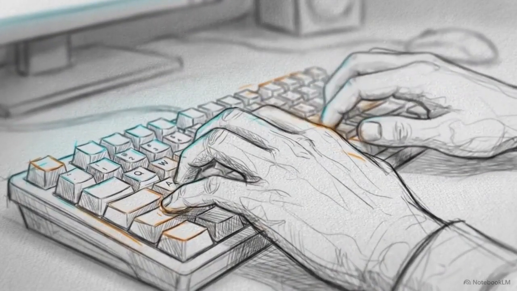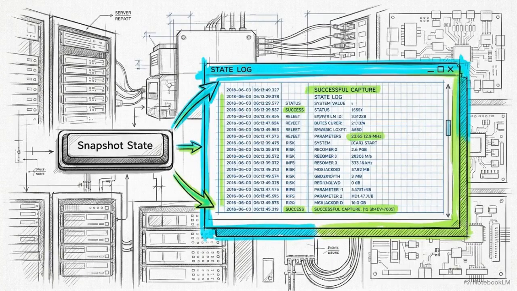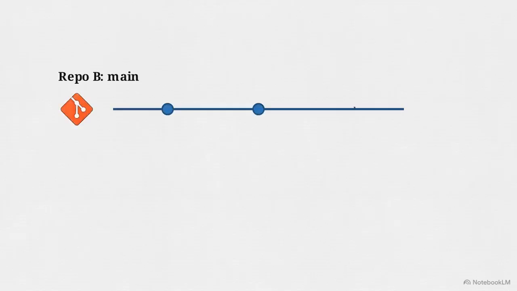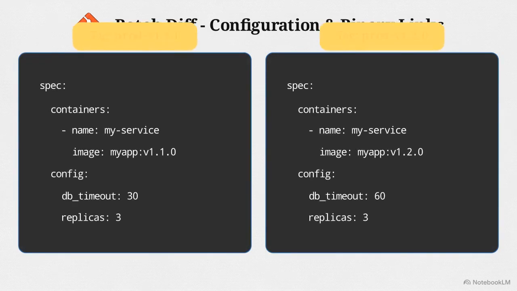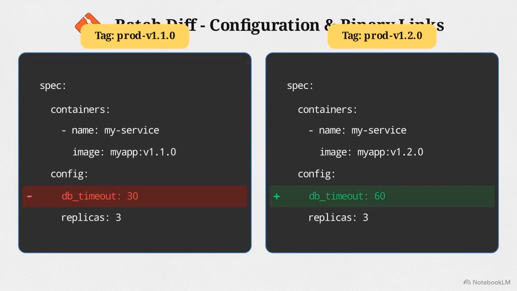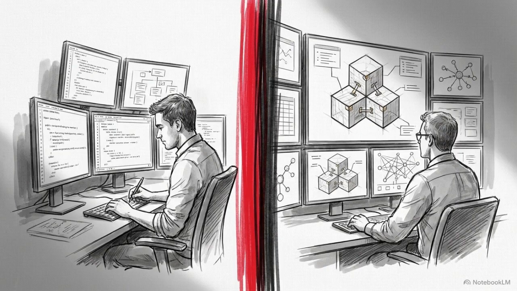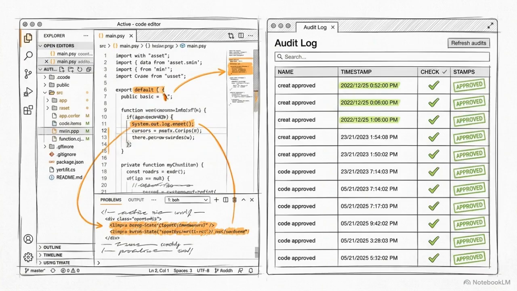When managing dozens of configuration files across multiple clusters, we need a way to snapshot the state of the entire system. We achieve this by using environment prefixed tags on the main branch, such as prod v1.20. This allows engineers to perform a batch diff between two tags, showing every configuration change and image update that occurred between any two production releases. The two-repo design separates developer workflow from infrastructure state. It allows for rapid code iteration in Repo A, while maintaining a clear, auditable history of environmental changes in Repo B.